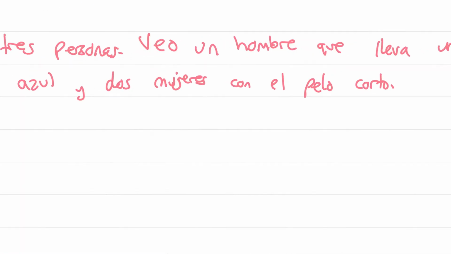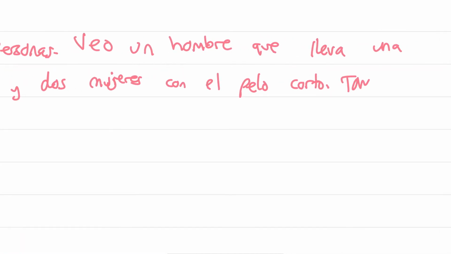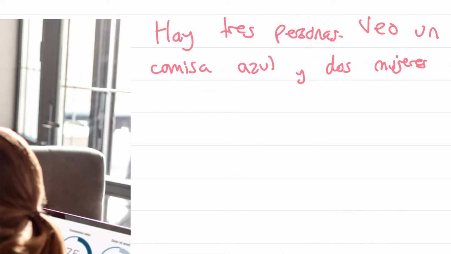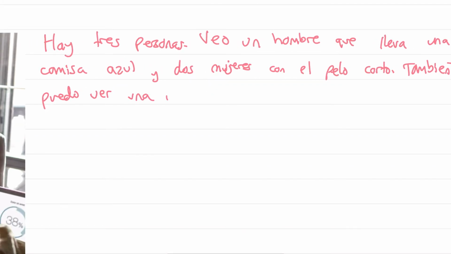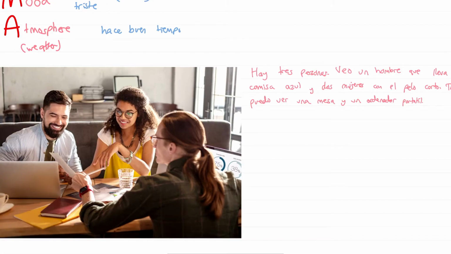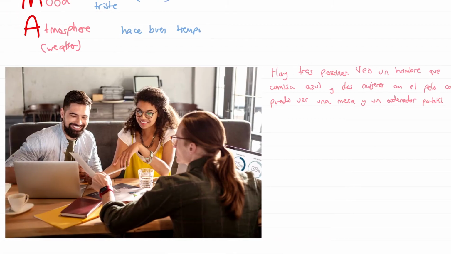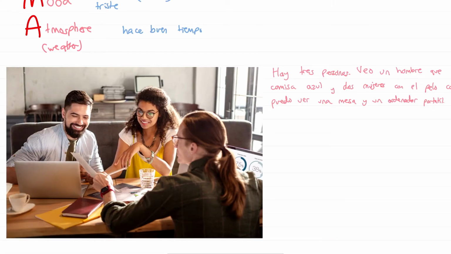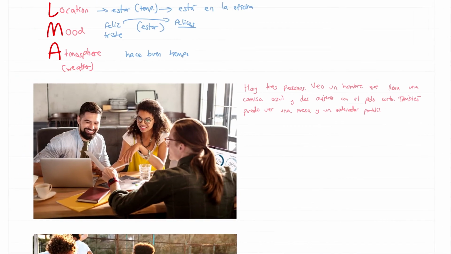Okay, I can see a laptop and a table. So también, let's have a good connective in there. También veo, or I can say puedo ver, I can see. También puedo ver. So I can plus the infinitive, I can see una mesa y un ordenador portátil. I'm going to say a laptop, un ordenador portátil. I think the accent goes there. Muy bien. That sort of covers our physical description. You could go in more detail about the beard and the sort of facial hair, etc., but that's going to be enough for physical description.